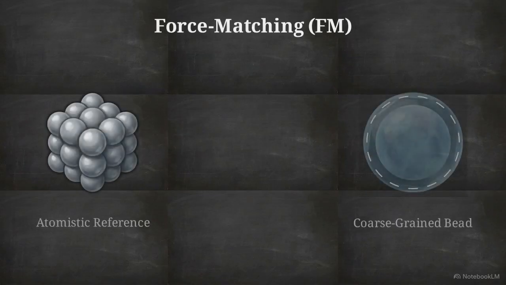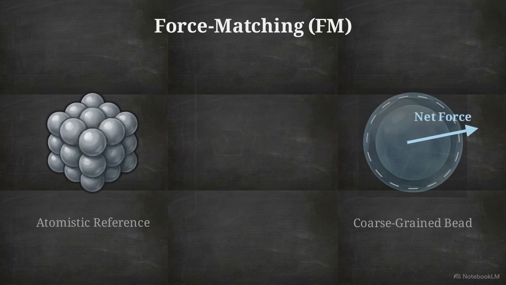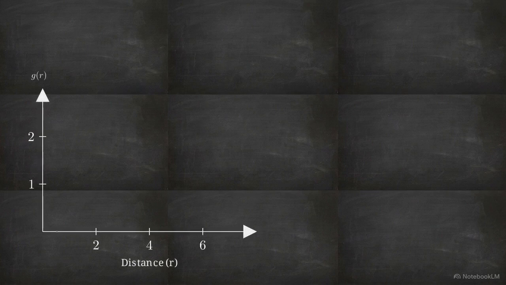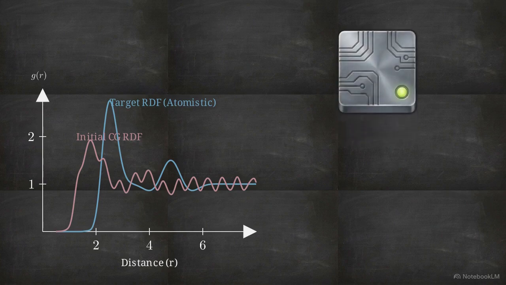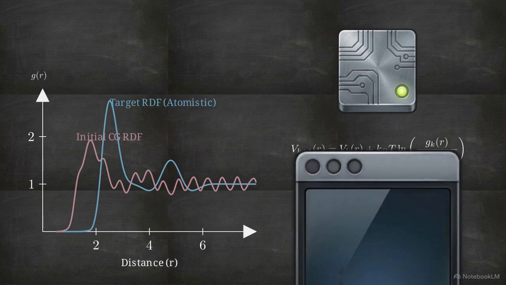This relies heavily on force matching. The forces acting on the newly defined beads are mathematically fitted to match the ensemble averaged forces acting on those exact same atoms in the detailed atomistic run. This chart maps the target metric for structural accuracy, the radial distribution function, or RDF. We derive the ideal target curve from the atomistic data, but as you can see, our initial coarse-grained attempt is severely mismatched. To fix this, we apply iterative Boltzmann inversion.